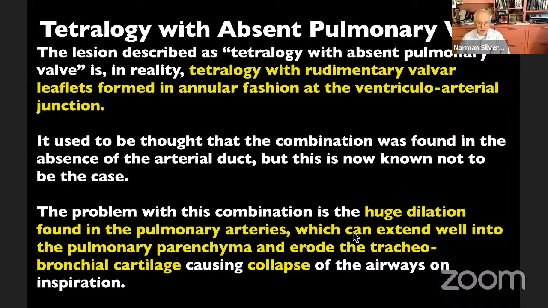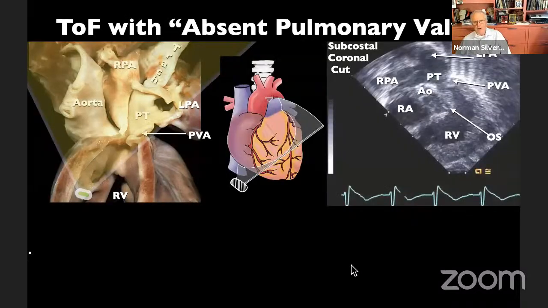The combination used to be thought to be primarily associated with absence of the arterial duct, which occurs in a percentage of patients, but in other patients there is definitely ductus tissue, and that is important because when you see the ductus tissue, you cannot assume that this was the cause of the defect. And let me remind you that even in normal tetralogies, the ductus is absent in 30% of patients at birth. So the problem with this combination is the huge dilatation of the pulmonary arteries, which extend well into the pulmonary parenchyma and erode the tracheobronchial cartilage.